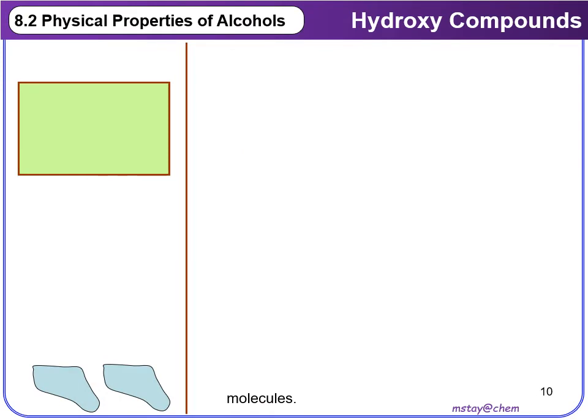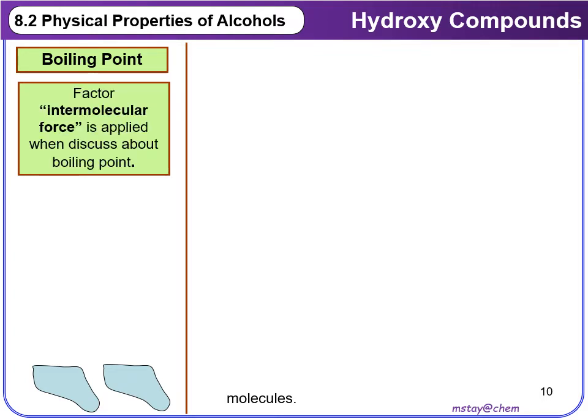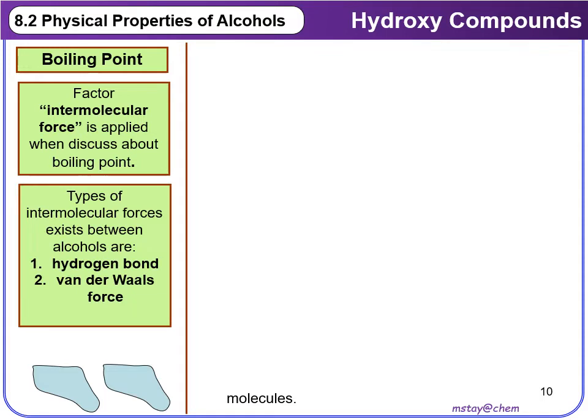Okay, now we are going to discuss the physical properties of alcohol. The first physical property that we discuss is the boiling point. As usual, when we want to discuss the boiling point, we have to relate it to the intermolecular force. When we draw the structure of the alcohol, we will notice that there are two possible intermolecular forces present, which are the hydrogen bond and van der Waals force.